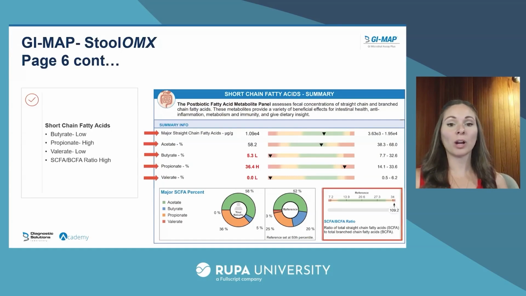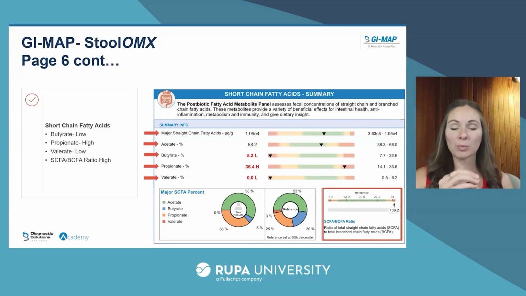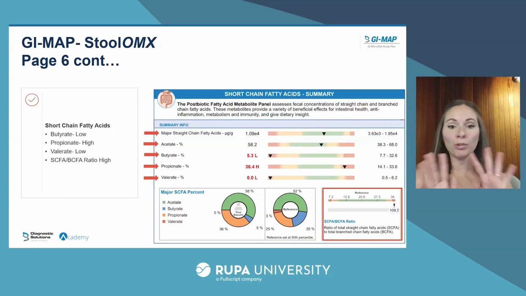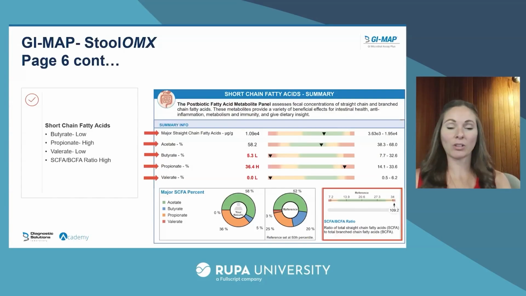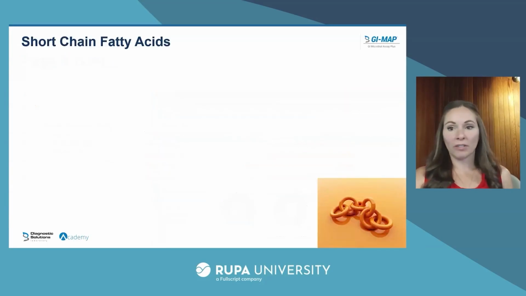Okay, and then the short chain to branch chain ratio, what we're going to see with this, we'll look at the numbers specifically, but it's because both groups are low, but branch chains are even lower. That's what's pushing this ratio. Okay, so what do short chain fatty acids do?